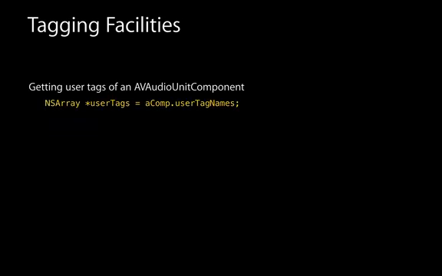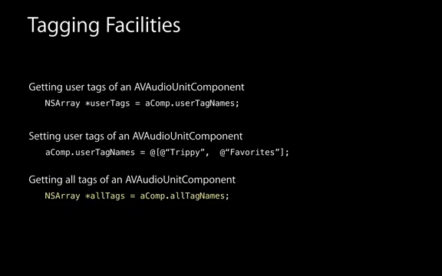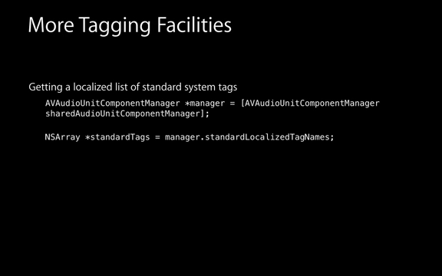To get a list of the tags associated with this particular AV audio component, you use the user tag names property. You can assign to that as well. And in this example, I'm adding 2 tags to the audio unit. We can get all tags for a specific component, and these will include the user tags as well as the system tags, all tag names property.